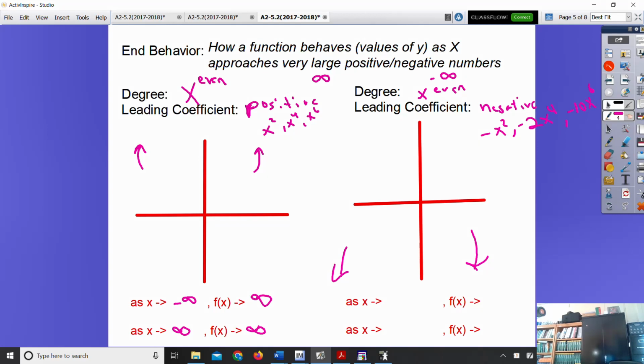All right, so as x moves left to negative infinity, what happens to the value of y? It also goes to negative infinity. As x moves right towards positive infinity, what happens to y? Still negative infinity.